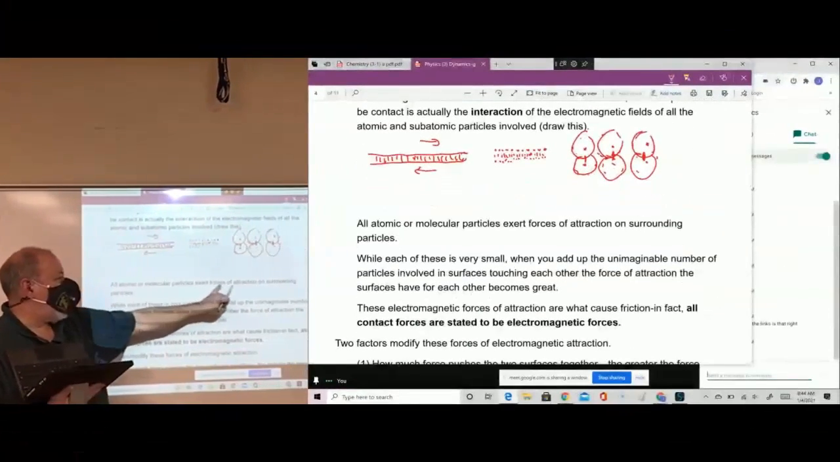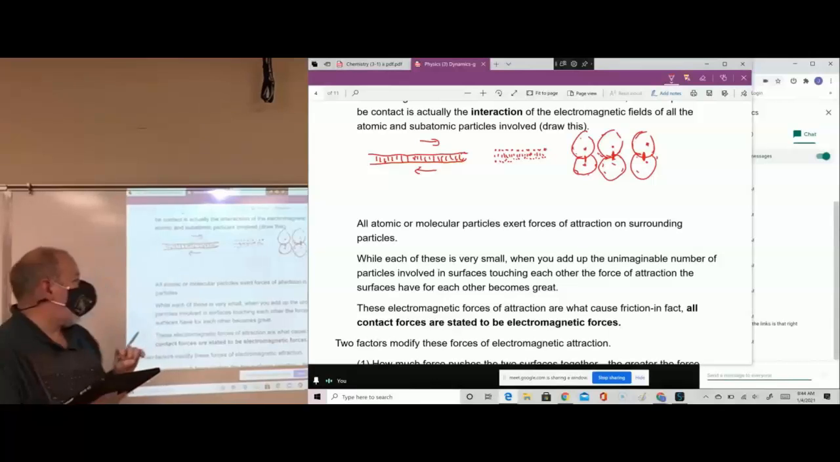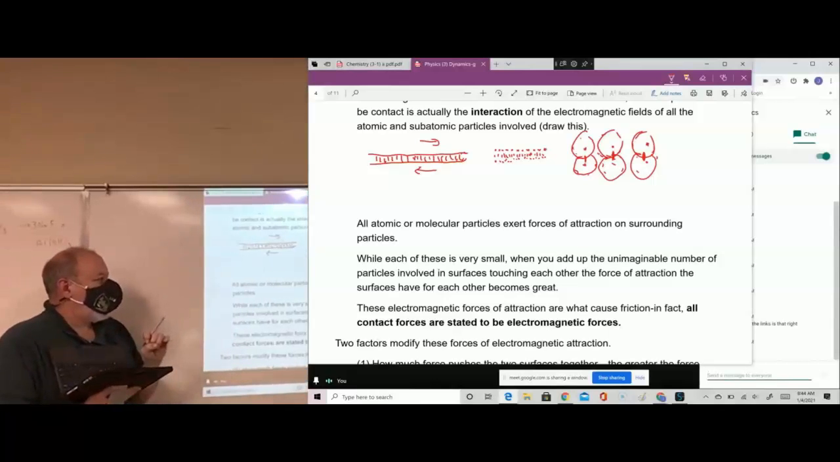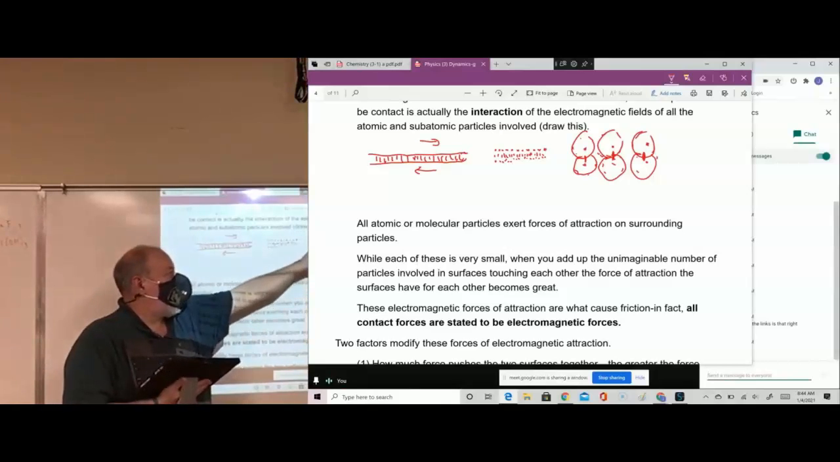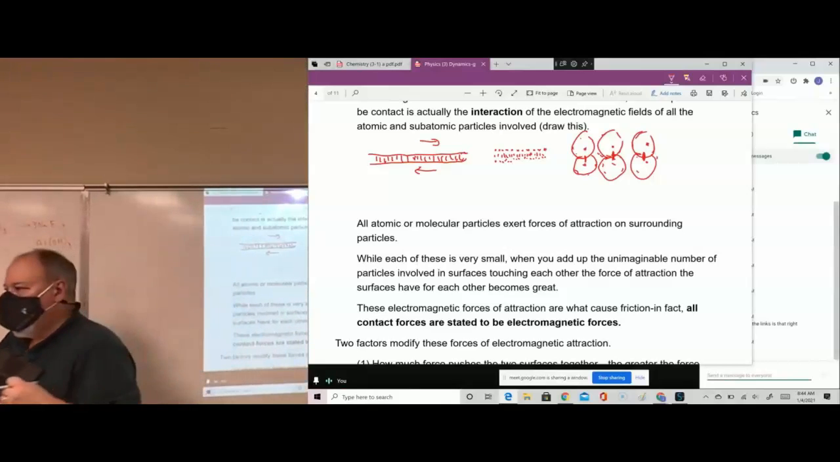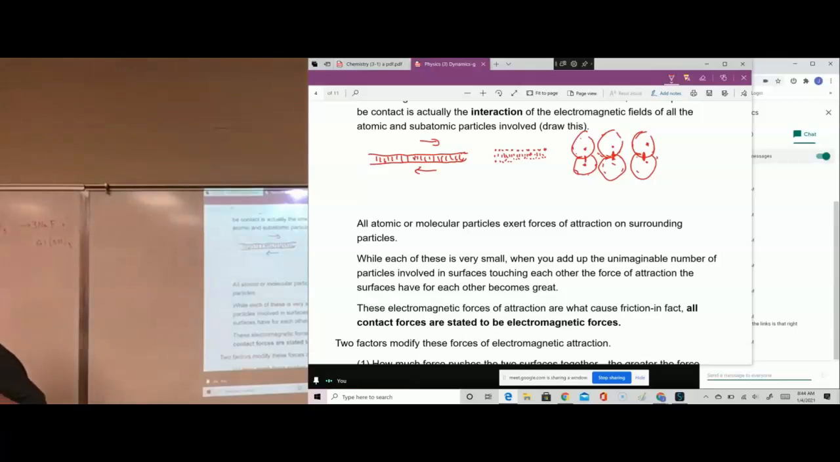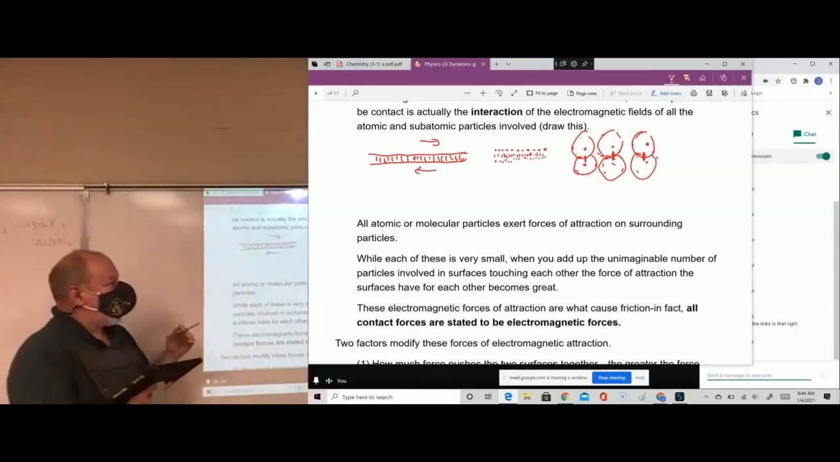And so all atomic or molecular particles exert forces of attraction on surrounding particles. Now, the thing about this is that each of these forces is tiny. We're talking 10 to the negative 30th or 40th newtons. That's not very much force, is it?